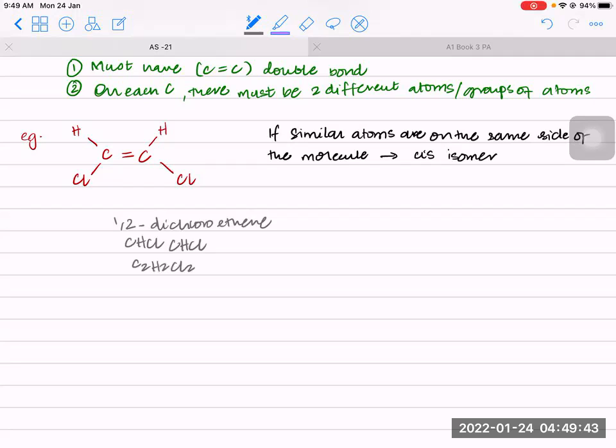C2H2Cl2. And I told you which isomer is this? Cis isomer. So what will we call this? We will call this cis 1,2-dichloroethene. Now you'll be like, Miss, what is the trans isomer then? How do we make the trans?